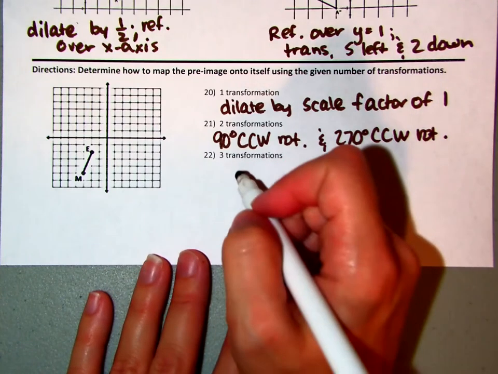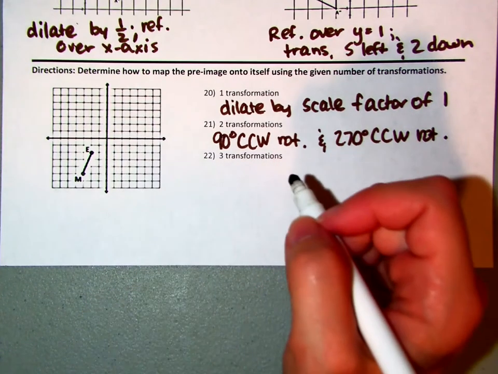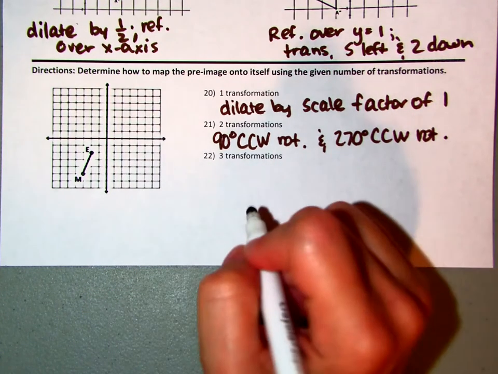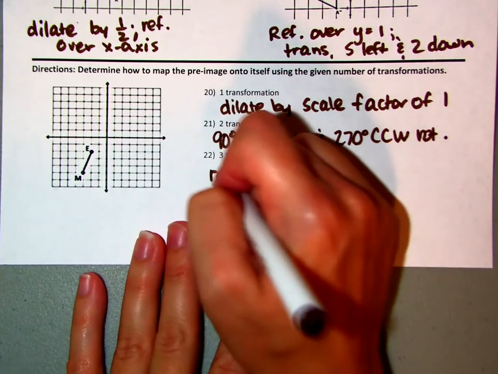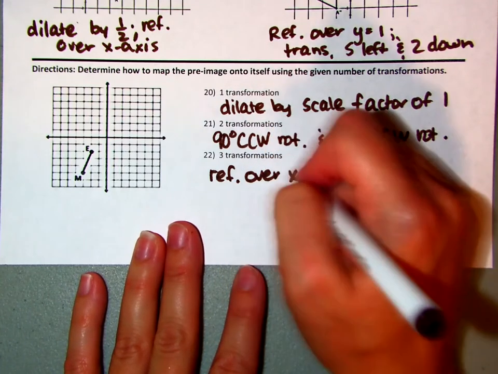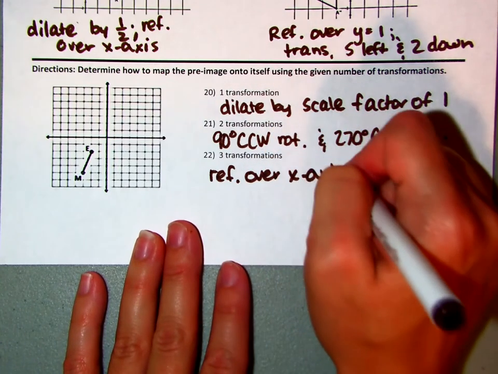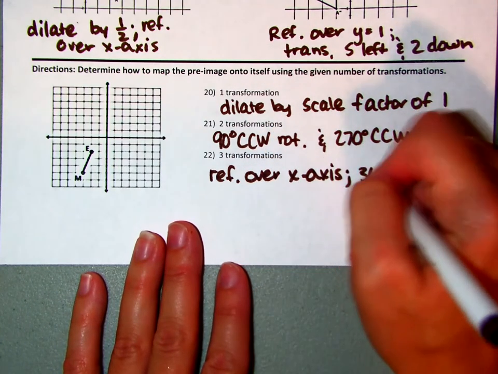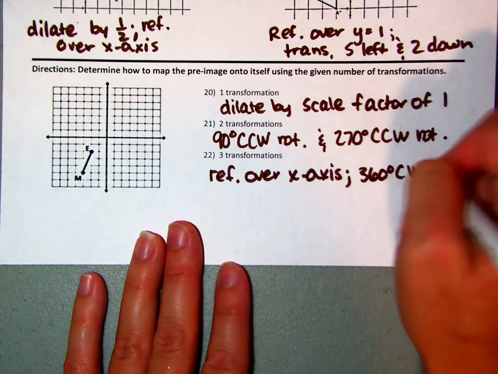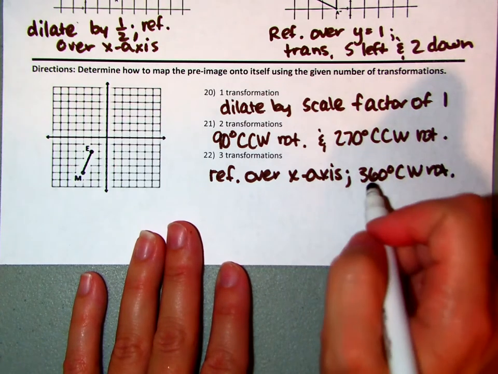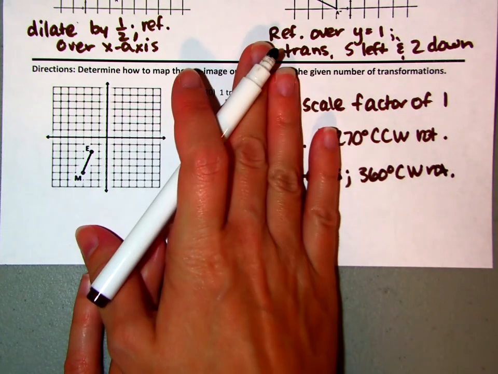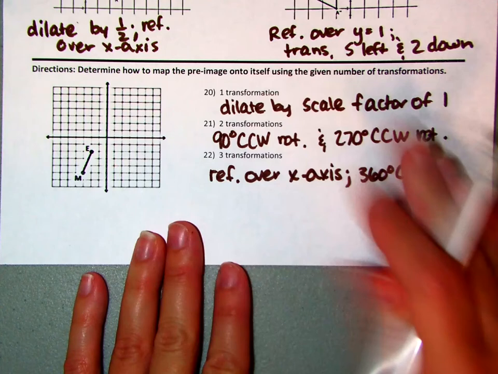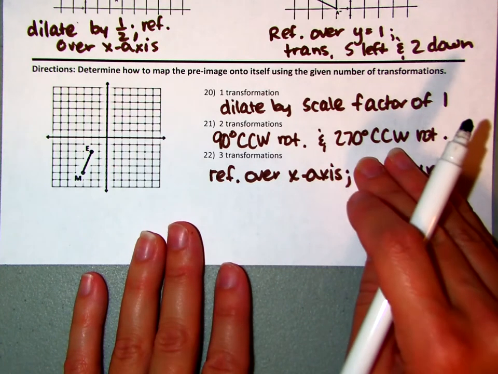If you're doing it in 3 transformations, you can kind of get to the point where we could start with a reflection over the x-axis, and now let's pick something that does it back onto itself, like a 360 degree clockwise rotation. If you just cover that up, that 360 would have put it back on itself. So really now it's not where it's supposed to be.